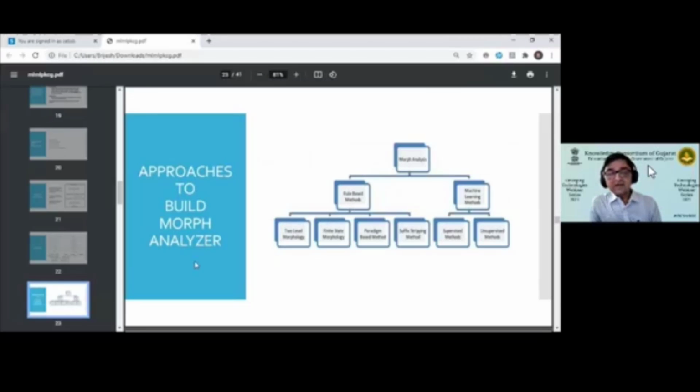Most of the problems can be solved using a rule-based approach, and can also be solved using a machine learning approach. Morph analysis is no different, and you can break it down into rule-based methods and machine learning methods. We'll take an example of both. There are two-level morphology, finite state morphology, paradigm-based methods, and suffix stripping methods, where you strip the last inflectional character. In machine learning, traditionally you have supervised algorithms and unsupervised methods. And the algorithms that you use can range from CRFs to recurrent neural networks. All sorts of models people have tried. We'll see a couple of them.